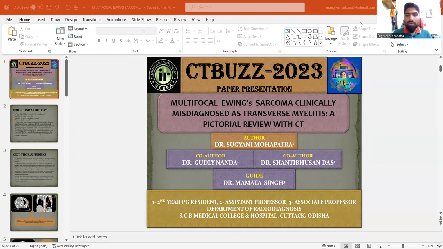To start with, we all know that Ewing's sarcoma is the second most common childhood primary bone tumor after osteosarcoma. But here we have a rare case where Ewing's sarcoma affects multiple bones, with soft tissue expansion and a large posterior mediastinal mass arising from the paravertebral region. So to start with, some brief clinical history.